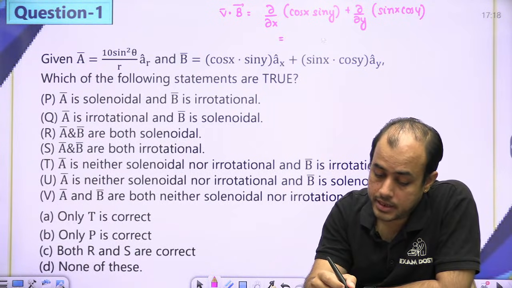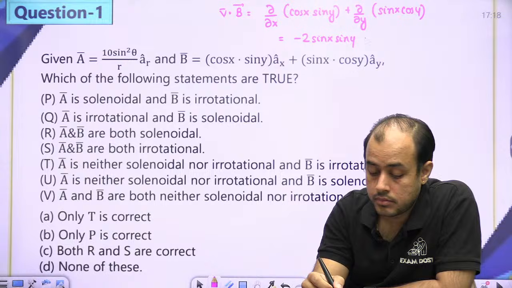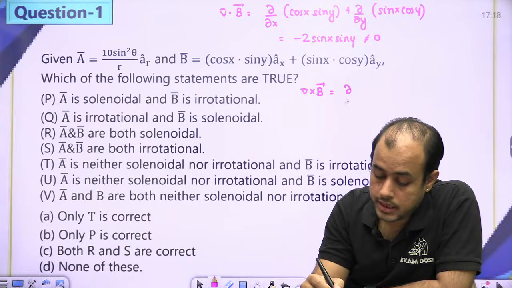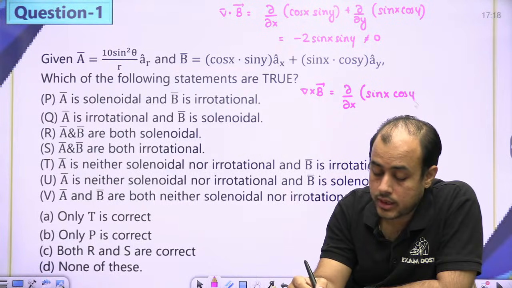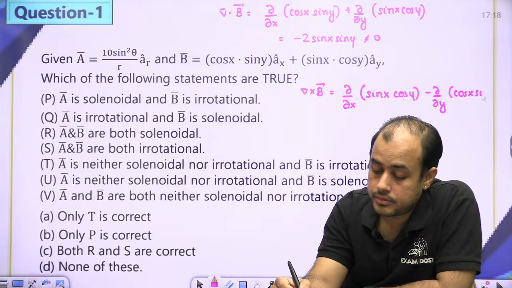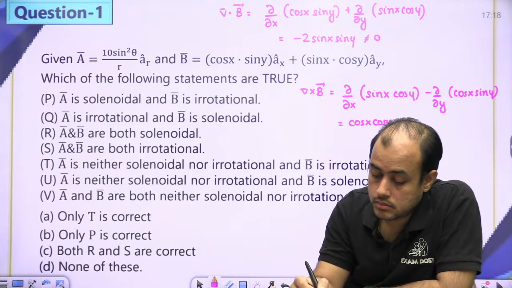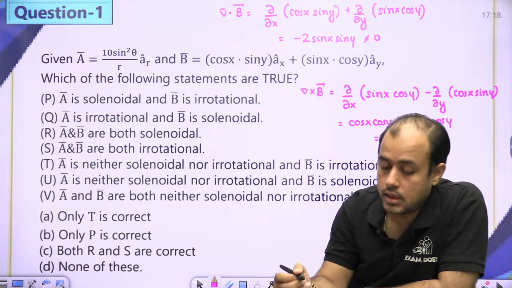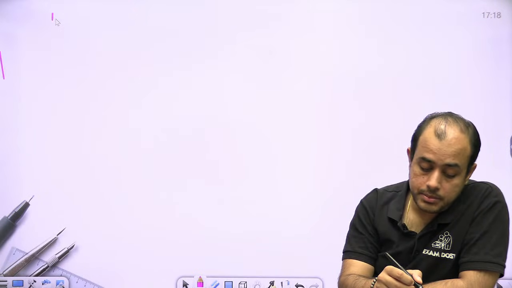minus sin x sin y minus sin x sin y. Now curl of B, I told you the shortcut, na: del by del x of N, that is the y component, minus del by del y of the x component. Okay. For the first one, 10 sin square theta by r.